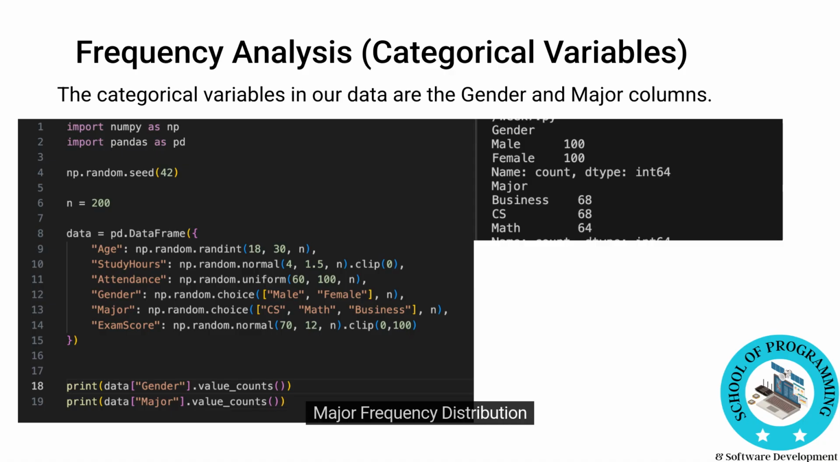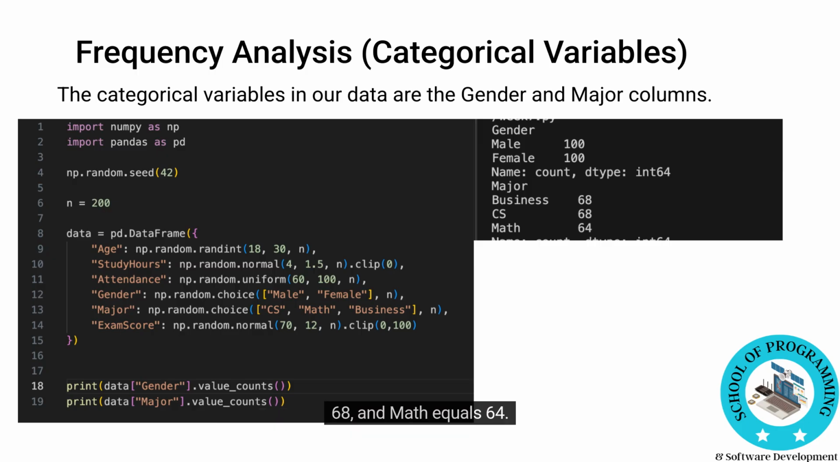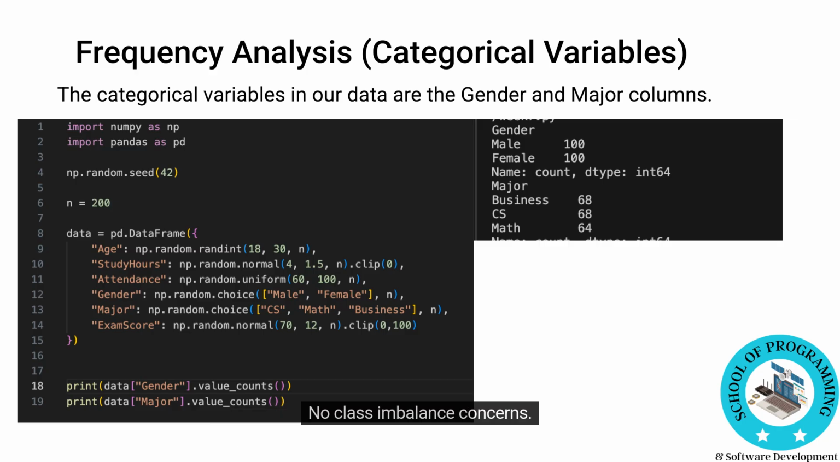Major frequency distribution. The majors we have in the dataset are CS, Math, and Business. The distribution is roughly evenly distributed across the three majors, with Business equals 68, CS equals 68, and Math equals 64. This means that no major dominates the dataset, and segment comparisons across majors are valid. No class imbalance concerns.